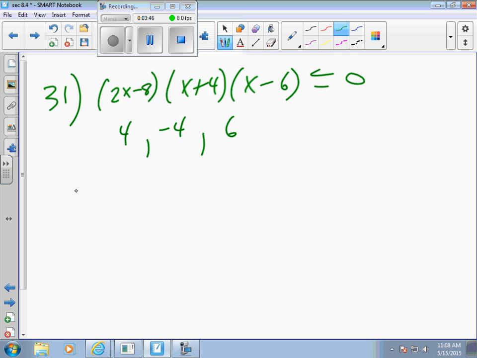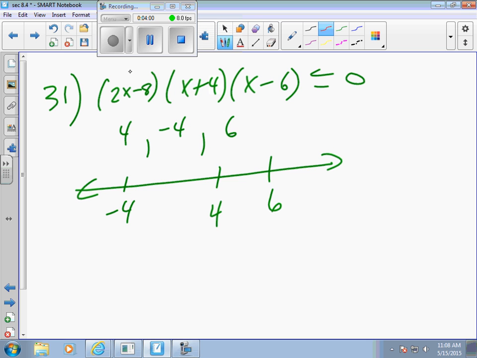So let's put those numbers on a number line in the order that you would find them on a number line. And I'm going to test the point 0. I like zeros because it makes life easy. 2 times 0 is 0 minus 8. 0 plus 4, 0 minus 6. If I multiply this out, I get a positive number that's very big. I don't really care what it is, but I know that it's positive. It's not going to be less than or equal to 0, so it's going to be false in here.